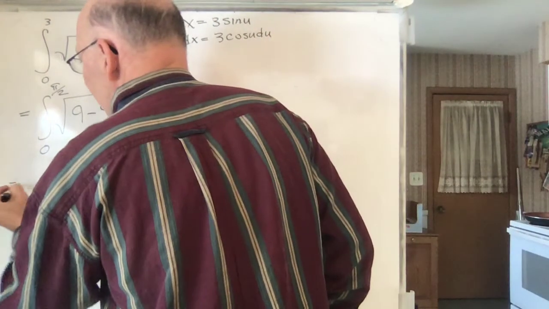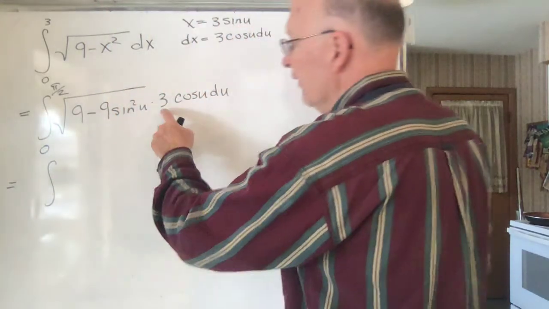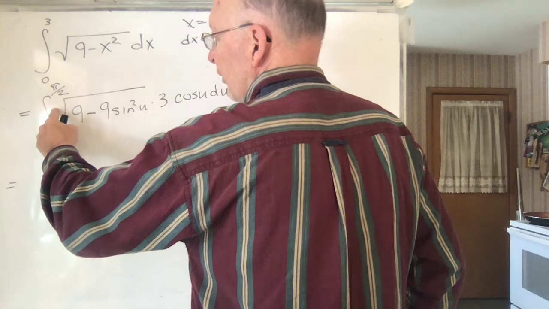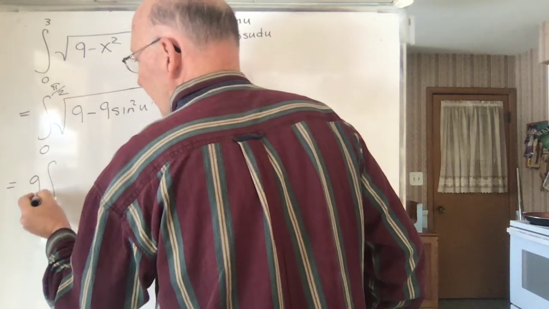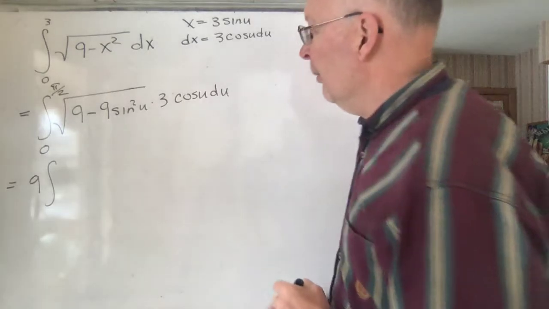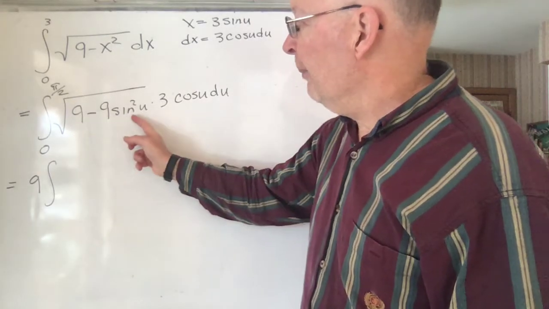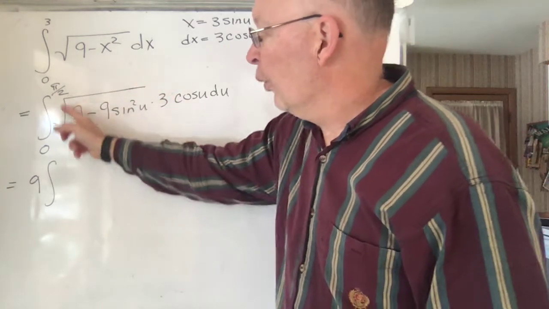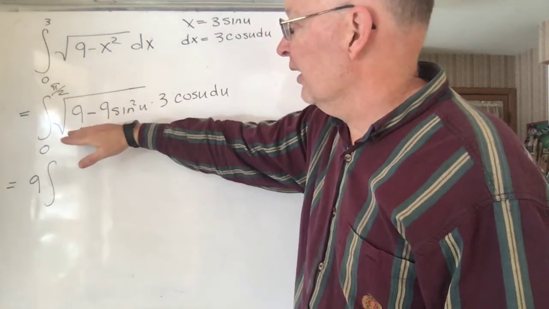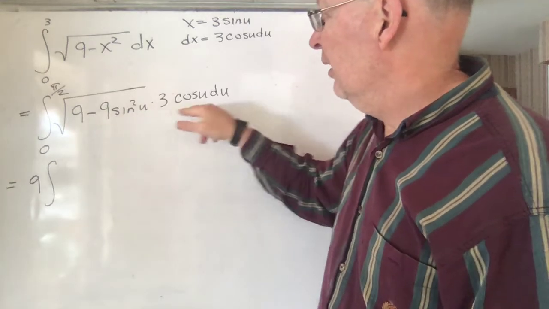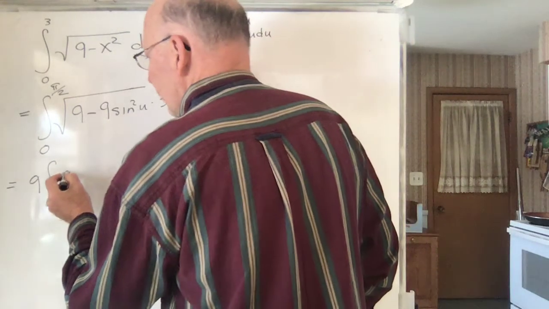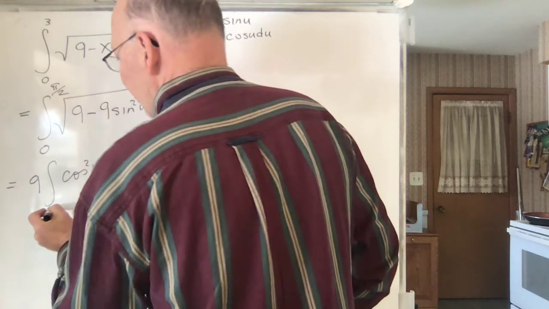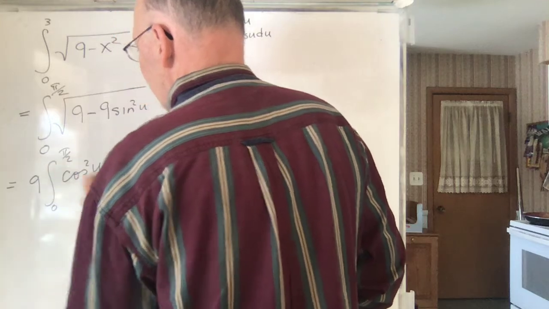Okay? Now, let's do some work on it. First of all, I've got a 3 there. If I factor the 9 out of the square root, it comes out as a 3. 3 times 3 is equal to 9, so I'm going to put a 9 out in front. And then what am I left with? I'm left with 1 minus sine squared. 1 minus sine squared is cosine squared. The square root of cosine squared is cosine. So this whole thing becomes a cosine. Here's a cosine, so I end up with a cosine squared, all from 0 to pi over 2. See that?